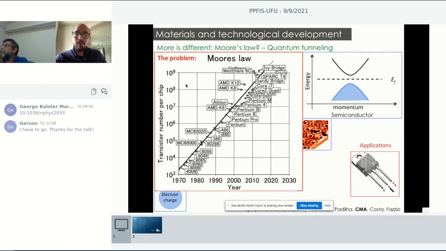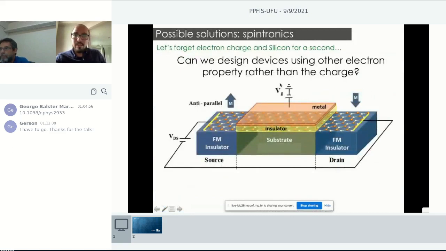So as an alternative to the technology based on the electrons, spintronics appears, not electronics now, but spintronics, and the idea is to use the spin of the electron as the basic element of the technology. So now everything is about the spin of the electron, and the idea is essentially to have something like a transistor.